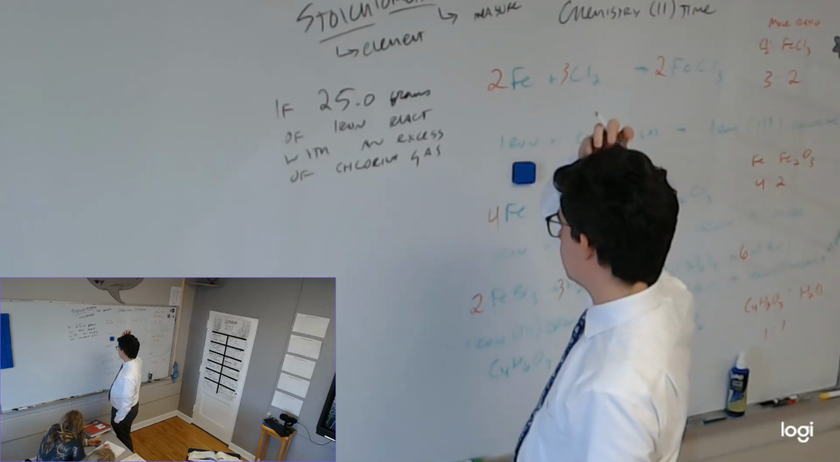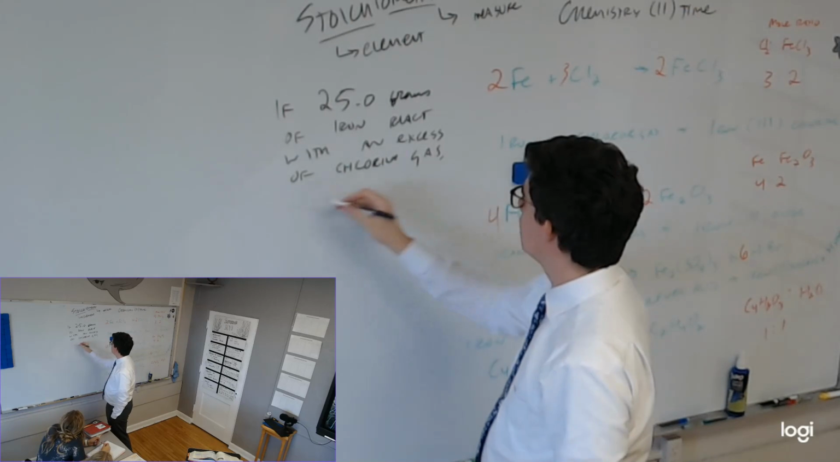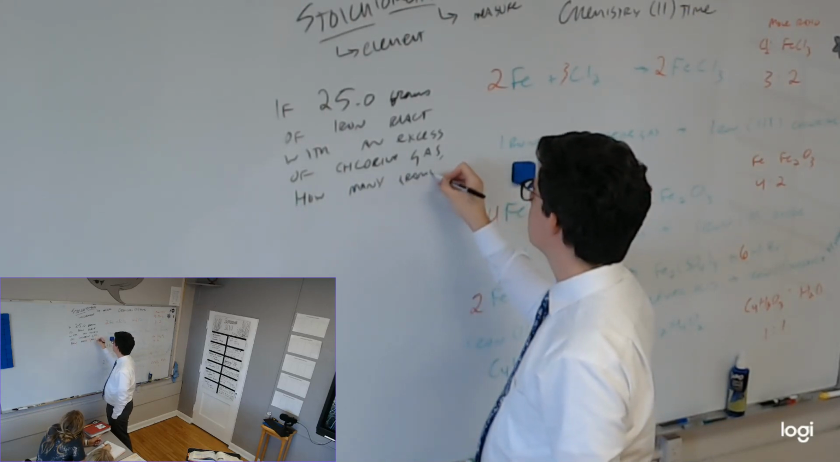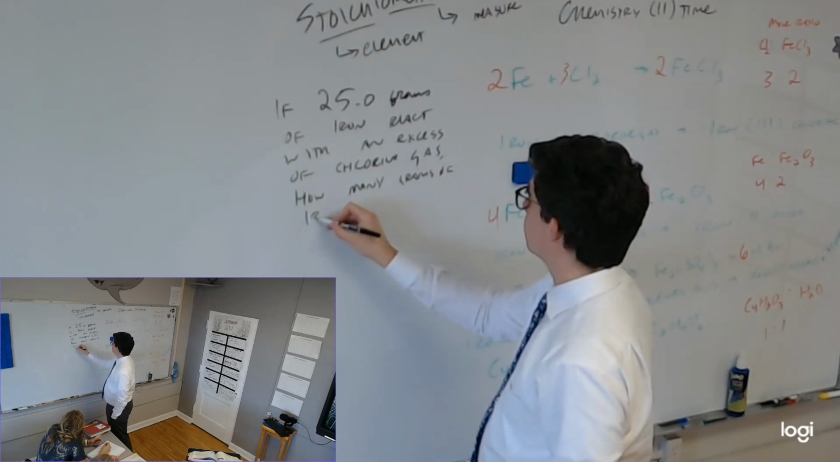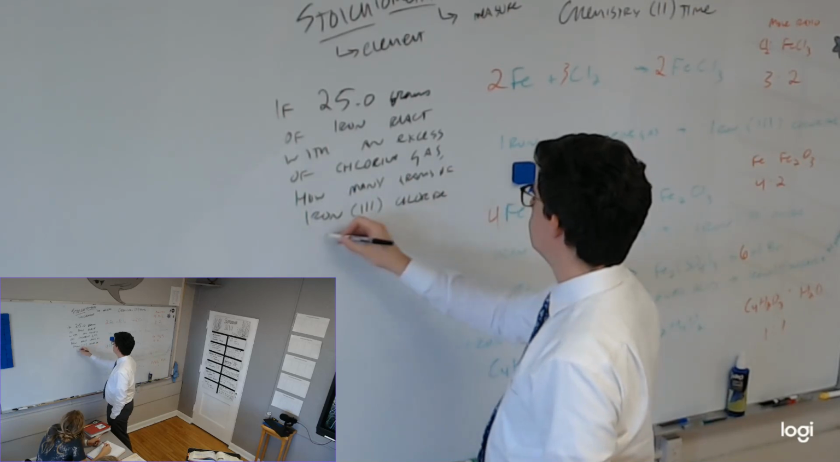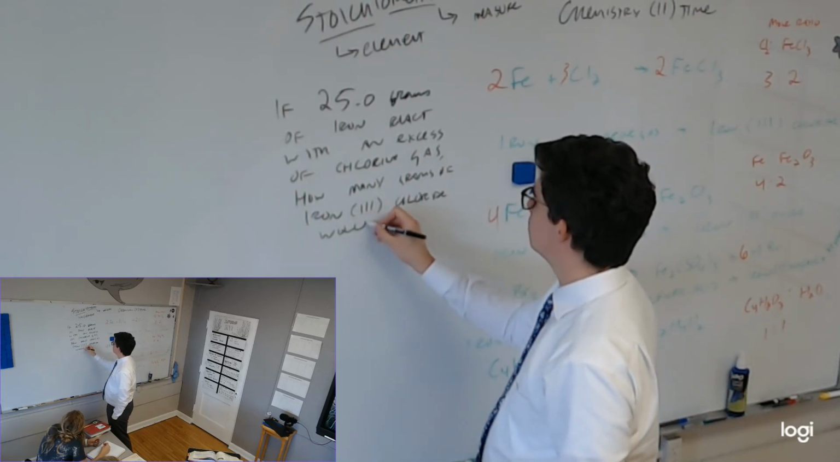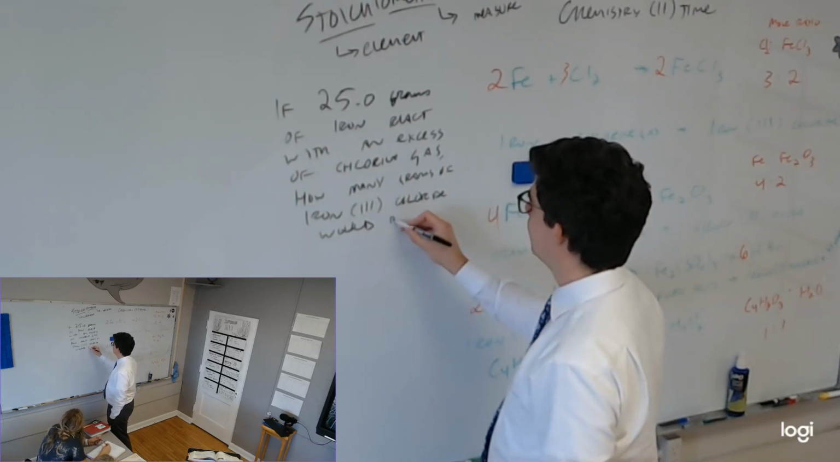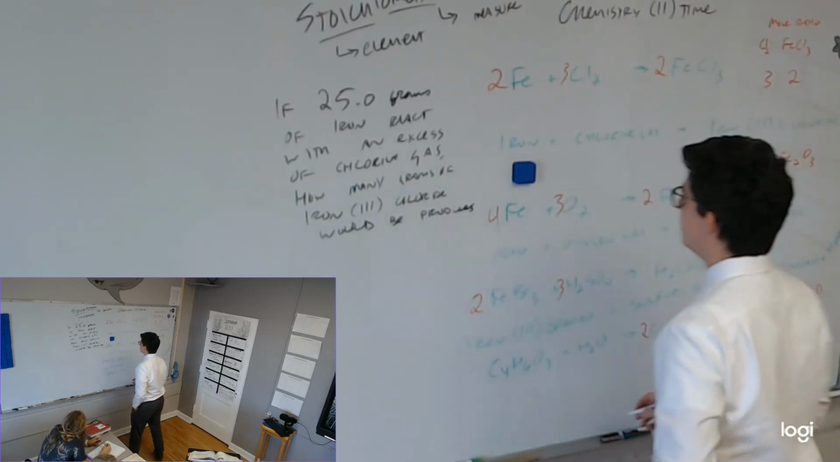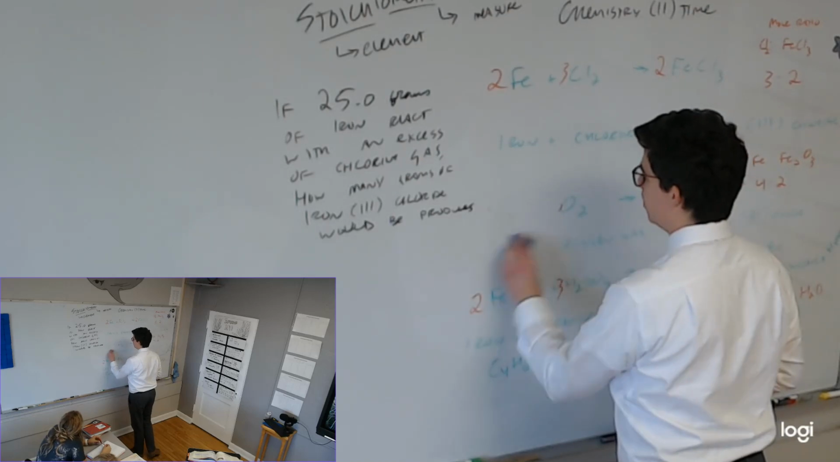If 25 grams of iron react with an excess of chlorine gas, how many grams of iron 3 chloride would be produced? Someone is not going to get a belt buckle for penmanship, probably.